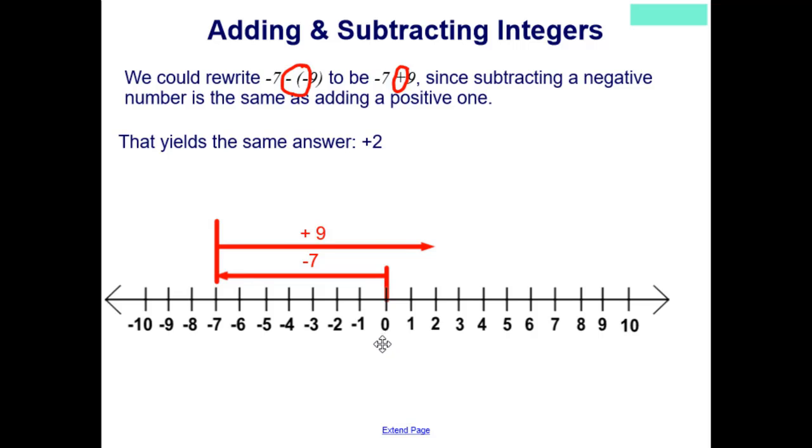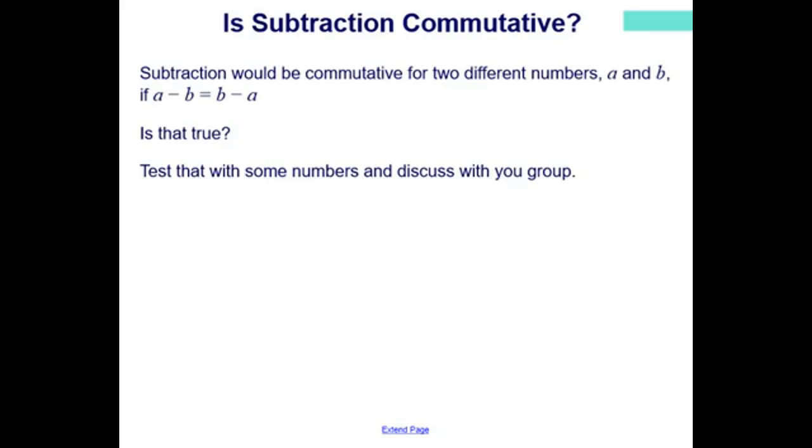Let's check. If we start at 0 and move 7 to the left, we're adding a negative 7. 1, 2, 3, 4, 5, 6, 7. We arrive at negative 7 on the number line. And now we're adding 9. Adding simply means we're moving to the right. So from negative 7, move 1, 2, 3, 4, 5, 6, 7, 8, 9 to the right. And we still get our positive 2, a much shorter explanation than when we subtract a negative.